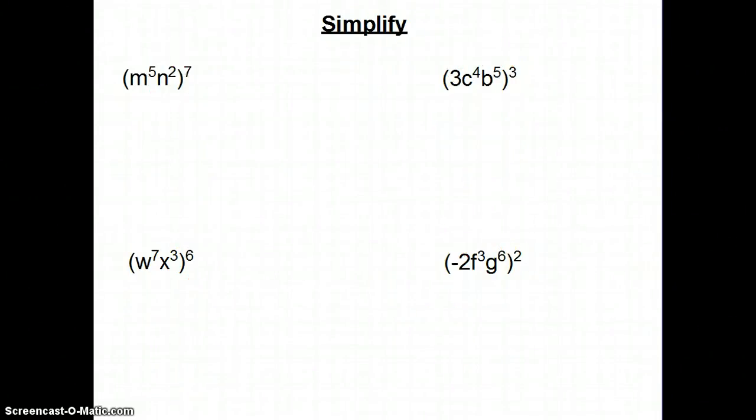Please go ahead and pause the video to try these next 4 on your own. First, you should have m to the 35th power, n to the 14th. Second, you should have had 27, c to the 12th, b to the 15th power. Below, you should have had w to the 42nd power and x to the 18th. And lastly, you should have had a positive 4, f to the 6th power, and g to the 12th power.